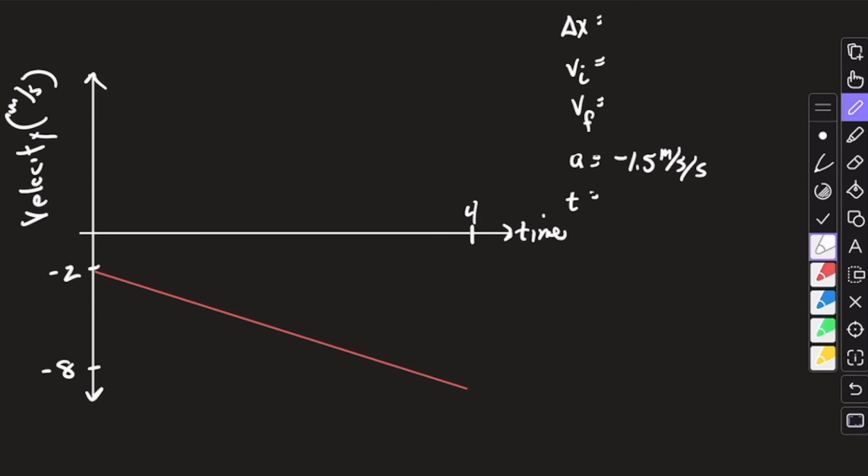Initial velocity, positive or negative? Negative 2 meters per second. Final velocity, positive or negative? Negative 8 meters per second. Still 4 seconds. Displacement, negative 20, because the area is on the bottom. Is this object speeding up or slowing down?